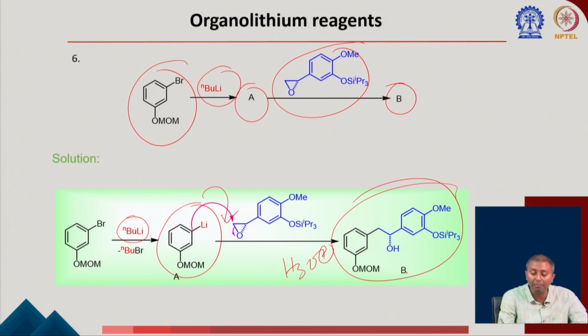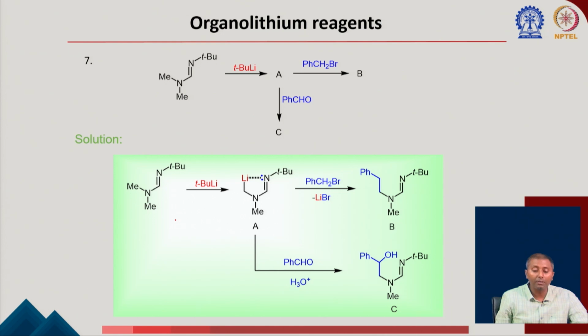So this will be product B, and this will be product A. Now the next example, which we didn't talk about in the class: instead of a carbonyl, you have some sort of imine here. Again, I think the imine can also act as a reacting group, correct? So using tert-butyl lithium, what is happening? You can see this can act as a reacting group.